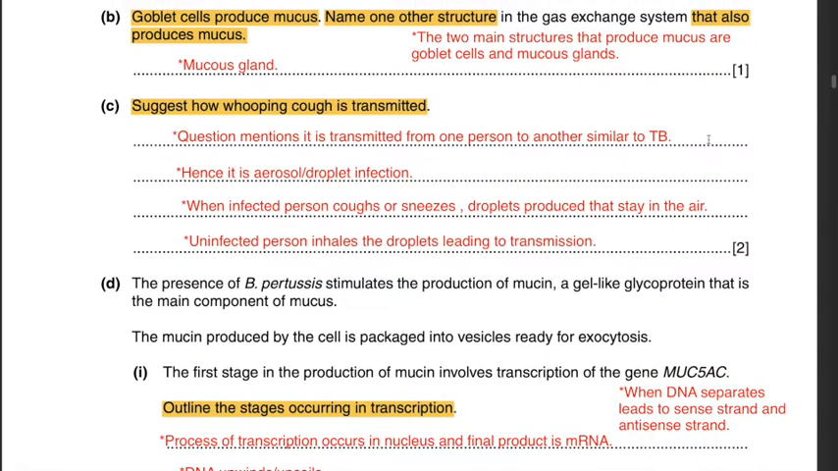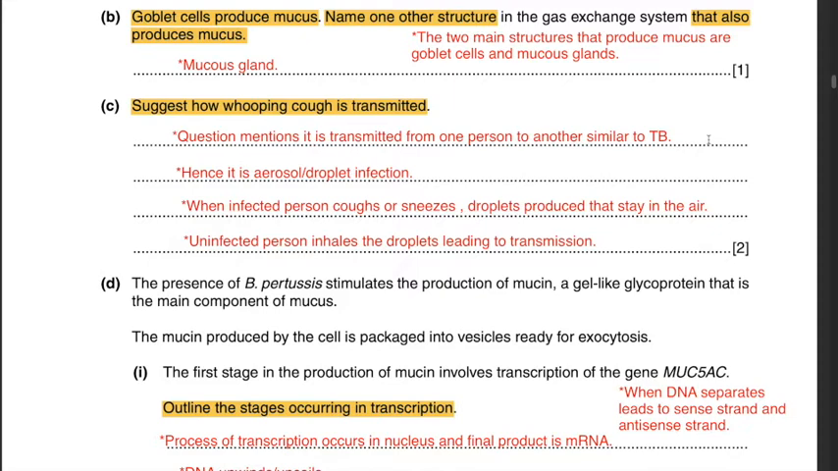Goblet cells produce mucus. Name one other structure in the gas exchange system that also produces mucus. The two main structures of the gas exchange system that you must know that produce mucus are the goblet cells as well as the mucus glands. Since the goblet cells are already mentioned in the question, the other structure would be the mucus gland.